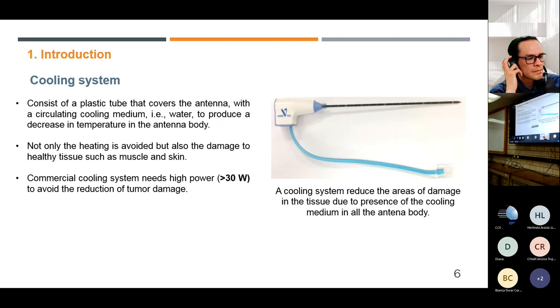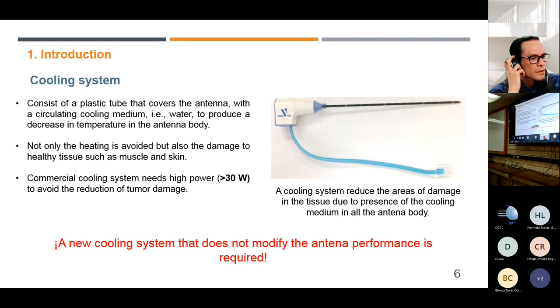Well, what is a cooling system? A cooling system is a plastic tube that covers all the antenna body. In this cooling system, there is a cooling medium, for example, water. With this, the temperature in the antenna body decreases, and the temperature in the healthy tissue is also decreased. However, one of the main problems of the commercial cooling systems is the need for high input powers, for example, higher than 30 watts. This increase of the input powers is because the cooling system reduces the area of the ablation, in this case, in the bone tumors.